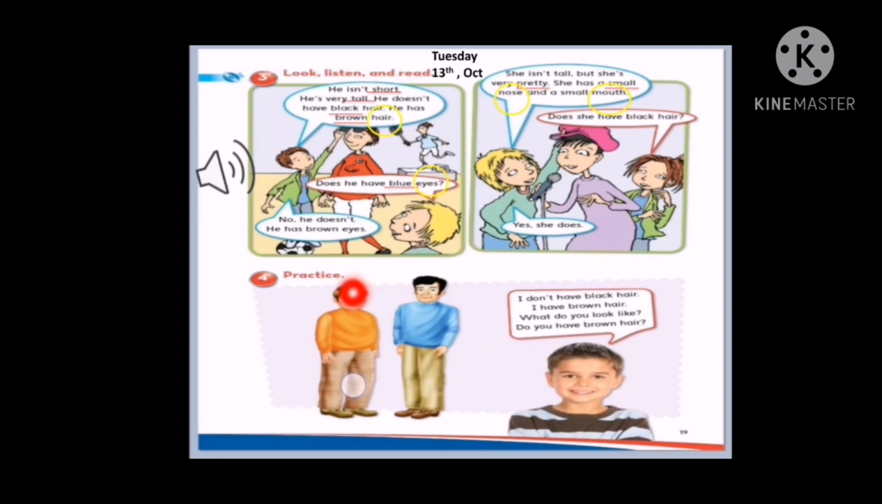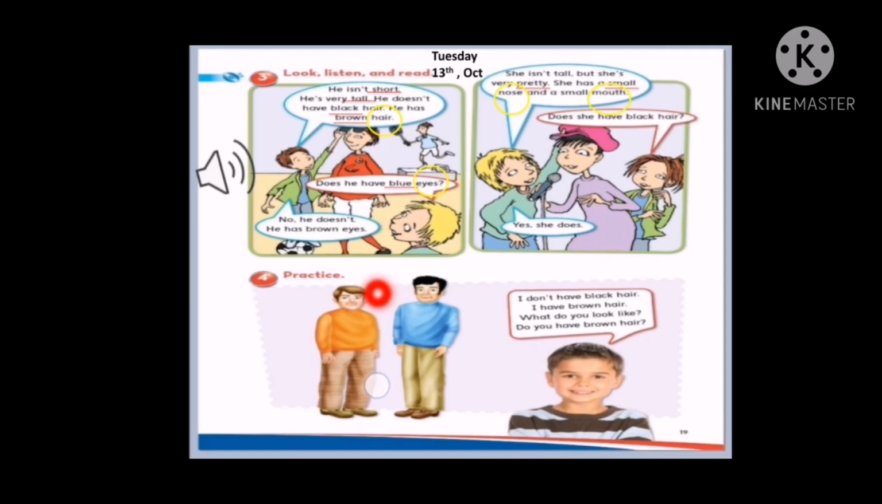The first person here. What does he look like? He's short. He is short. Okay. What does he have? He has brown hair. As you can see, he has brown hair.